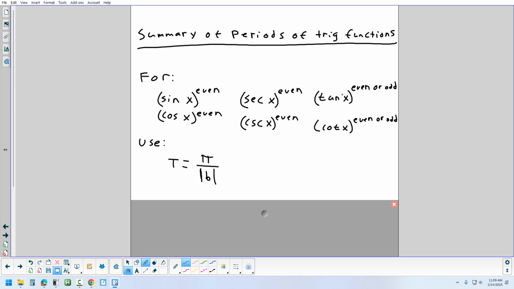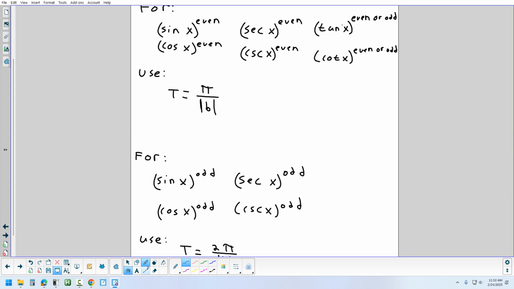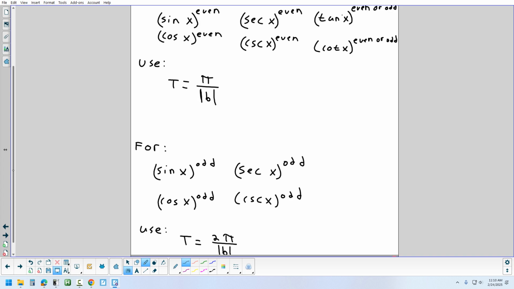So then, what's left? What cases haven't I put on the board? All of those to an odd exponent, besides tangent and cotangent. Yes, the sine, the cosine, the secant, and the cosecant to an odd power. That's where you're going to use 2 pi over b. So we've been dealing with the first power, so we've always been dealing with odd. Sine to the first power, that's why you use 2 pi over b.